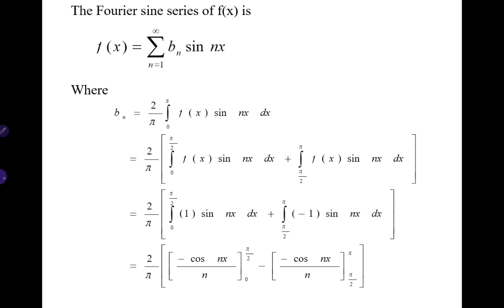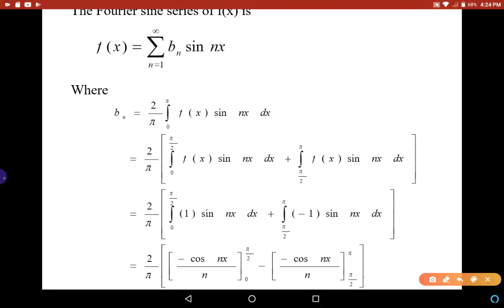It is given by f(x) = sigma n = 1 to infinity bn sin(nx), where bn = (2/π) times integral 0 to π of f(x) sin(nx) dx. Now let us split the integral 0 to π as 0 to π/2 plus π/2 to π. In the interval 0 to π/2, f(x) is 1, and in the interval π/2 to π, f(x) is defined as minus 1.